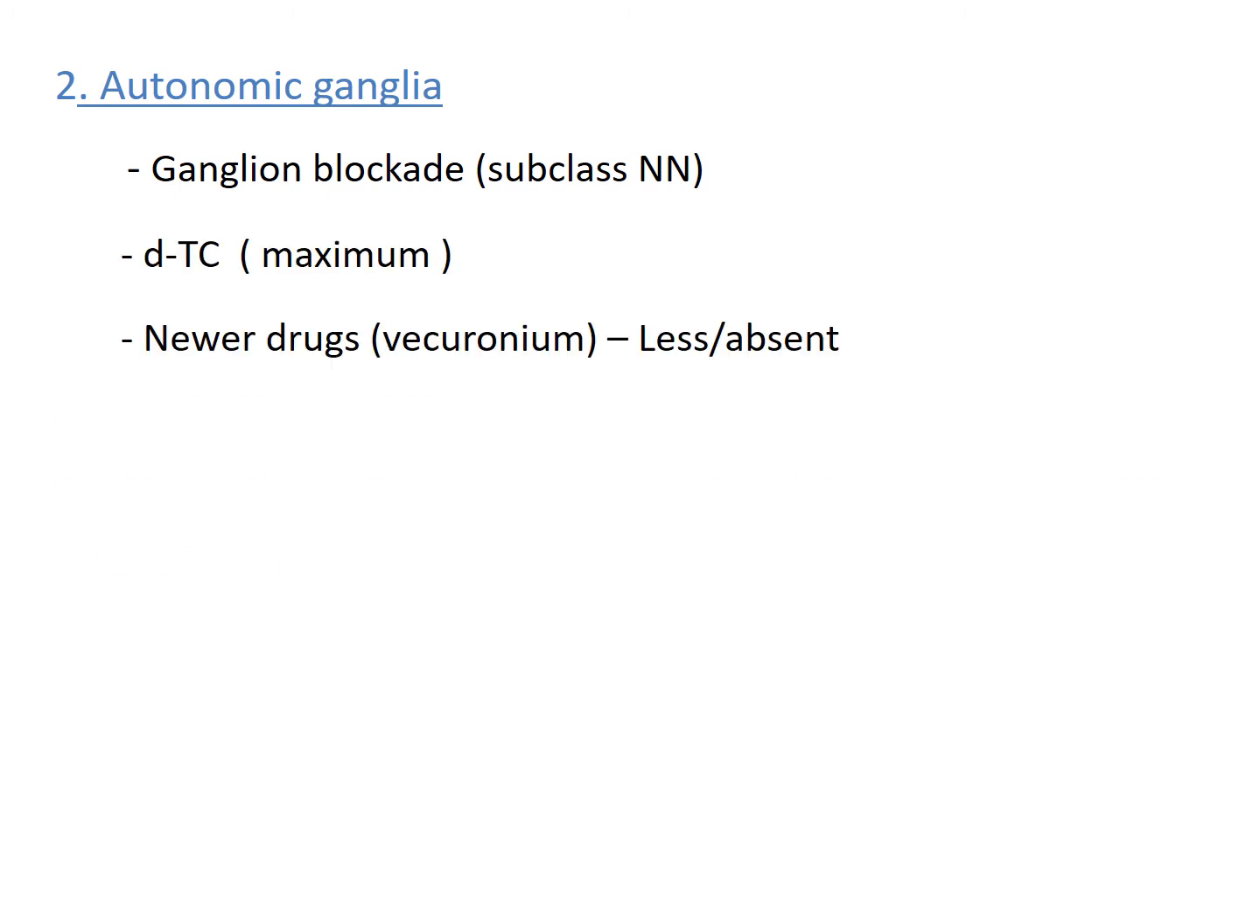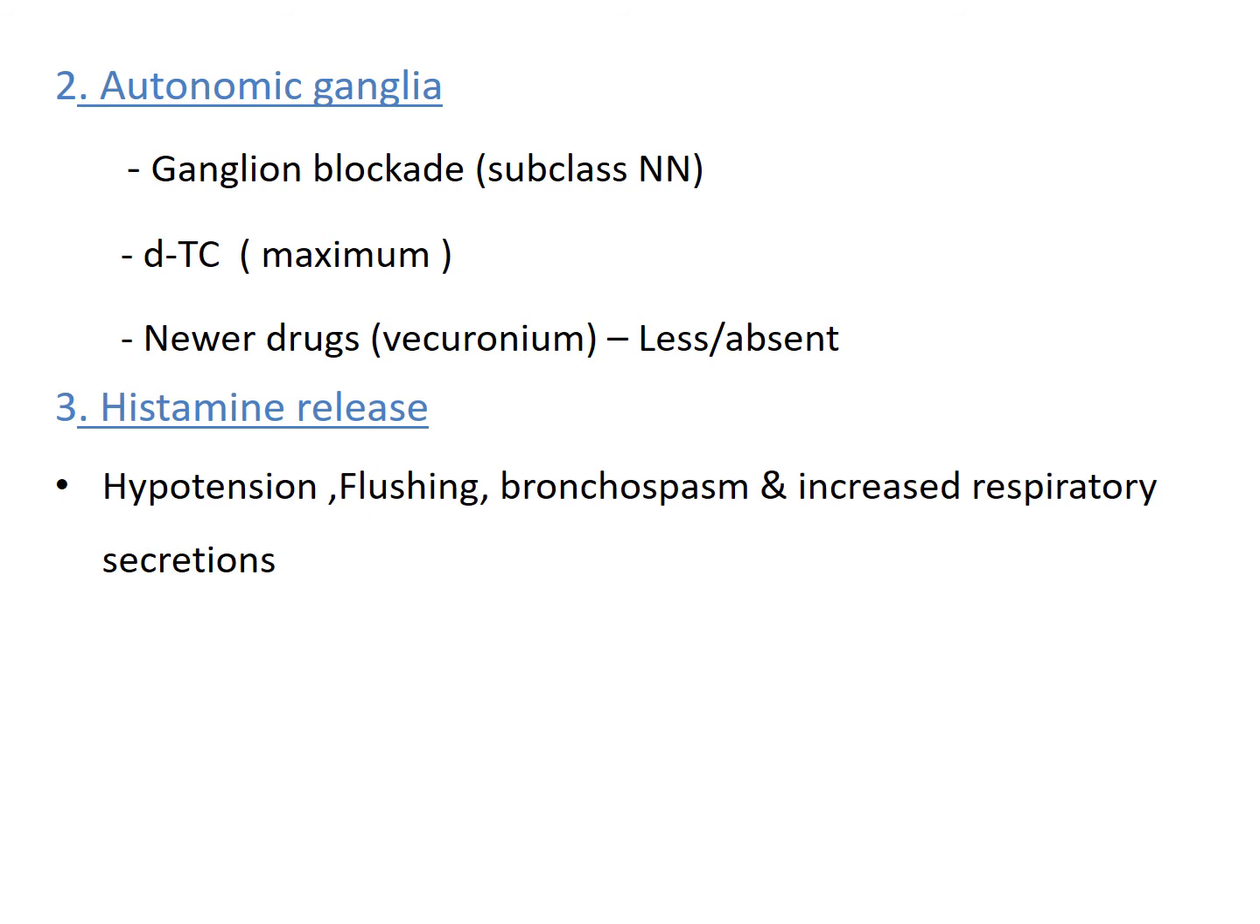Which leads to autonomic ganglion failure features. These features are maximum with d-TUBOCURARINE as well as certain other agents, but it is said that newer agents, mainly like Pancuronium, have less or absent autonomic ganglion blocking features. And the third pharmacological action is they produce histamine release.